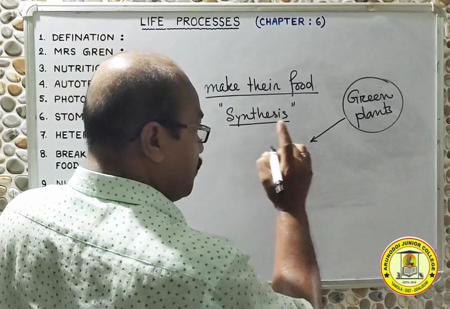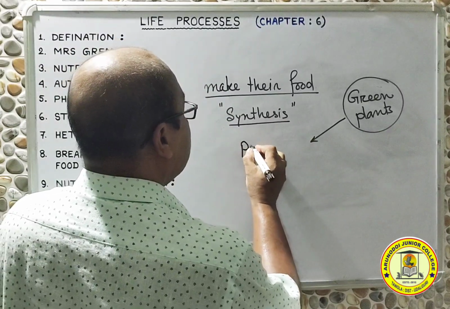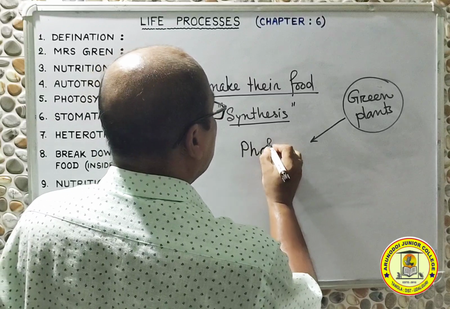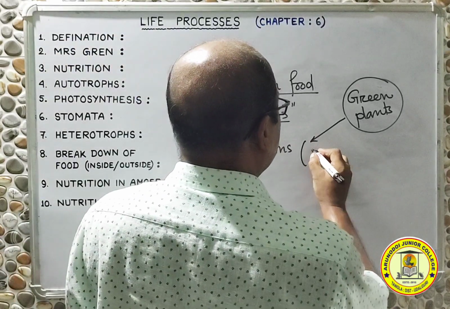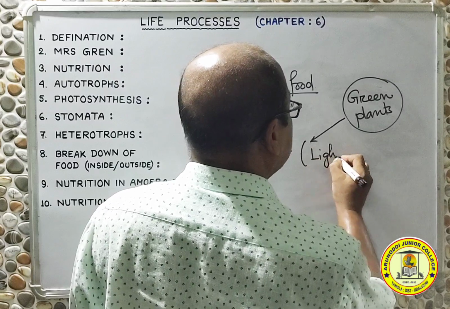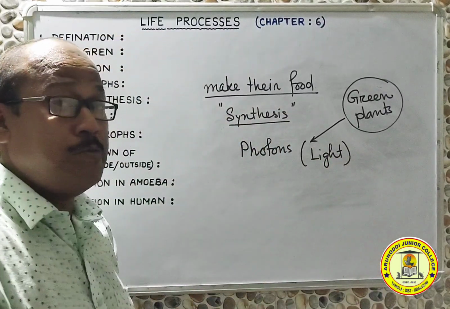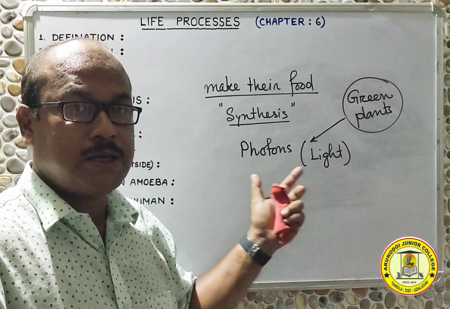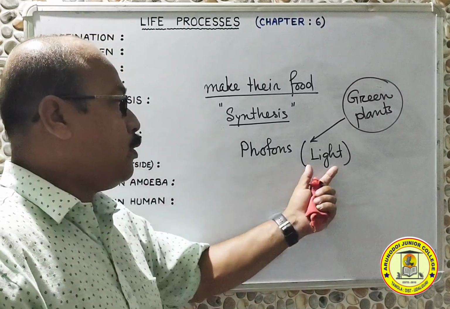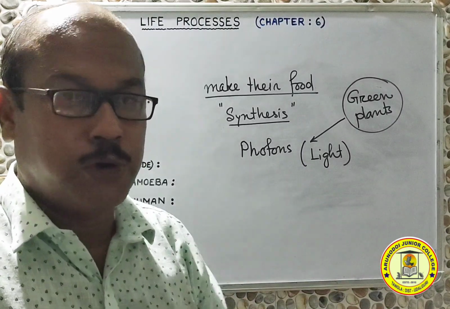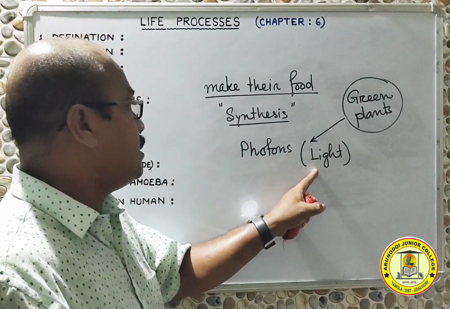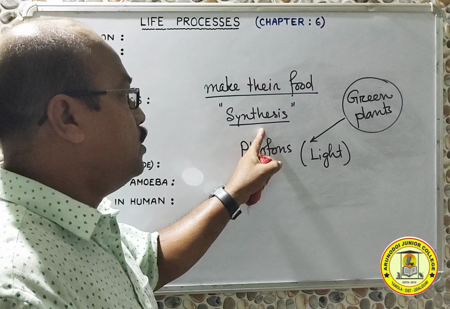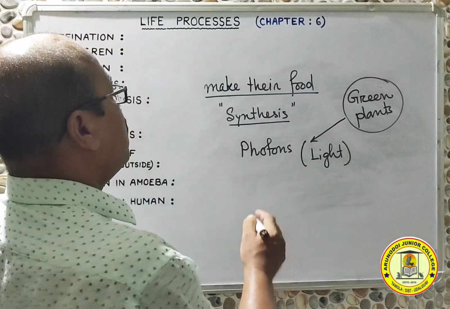The foremost thing is that it needs photons. Photons of what? Photons means you can say it needs light, because light is said to be made up of some particles, and those particles are called photons. And therefore light is also called photo. Photons are required from the sunlight to synthesize food by the green plants.